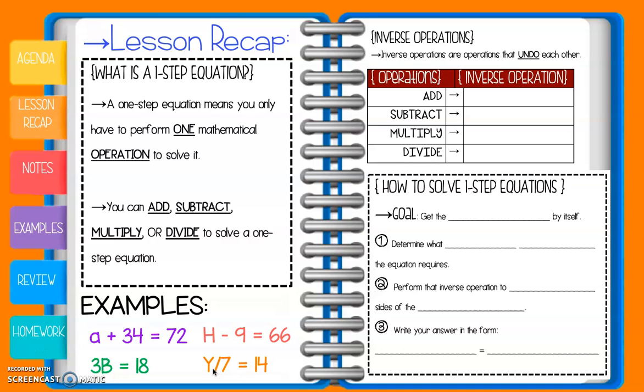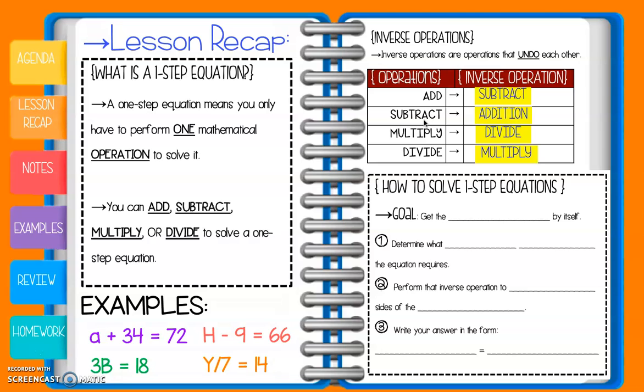For example, for addition, the inverse would be subtraction. So if I add 2, the inverse would be to subtract 2. For subtraction, it would be addition. If I'm subtracting 4, the inverse, or the opposite, would be to add 4. For multiplication, the inverse is division. So if I'm multiplying by 4, to undo that, I would divide by 4. And therefore for division, it would be multiplication. So if we're dividing by 6, to undo that, we would multiply by 6.